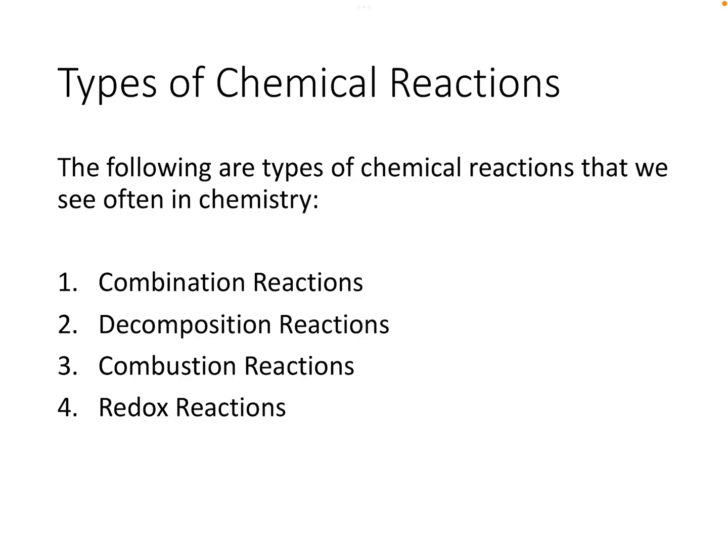We are going to talk about types of chemical reactions. So we're just going to talk about the main types of reactions that we see. Down below I have those listed. The first one, combination reactions. Second, decomposition reactions. Third, combustion reactions. And the last one, redox reactions.